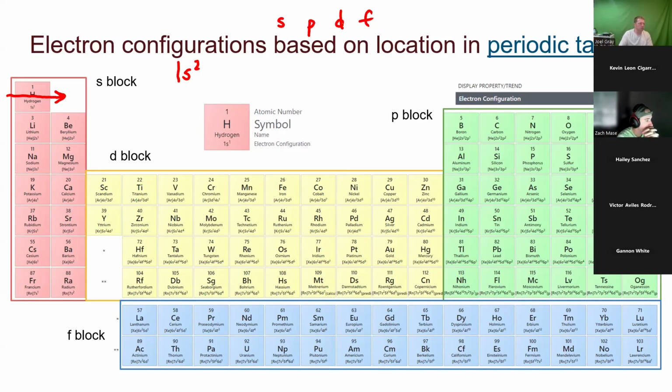So helium's electron configuration is 1s2. Every single element after helium has a 1s2 to start off their electron configuration.